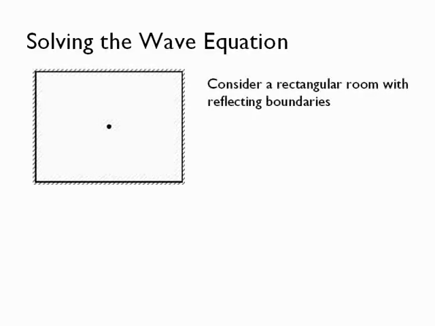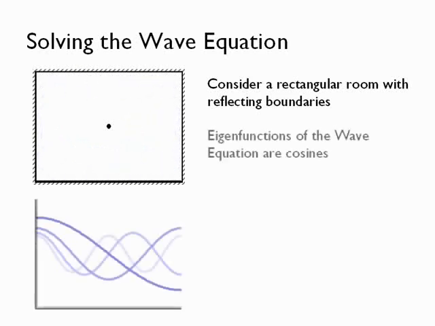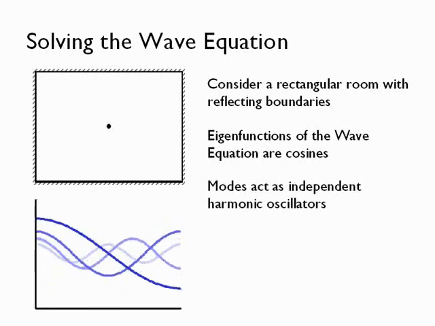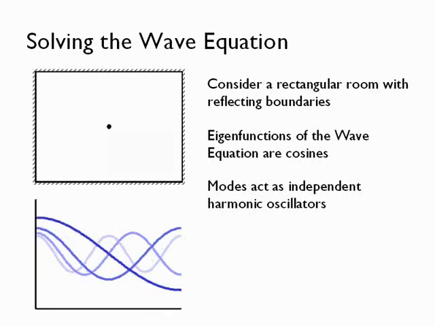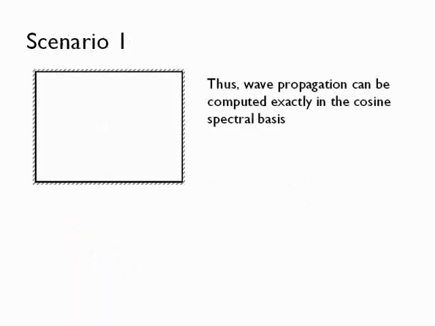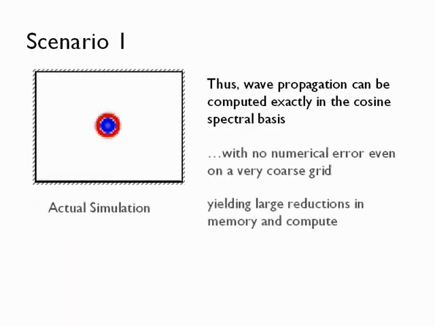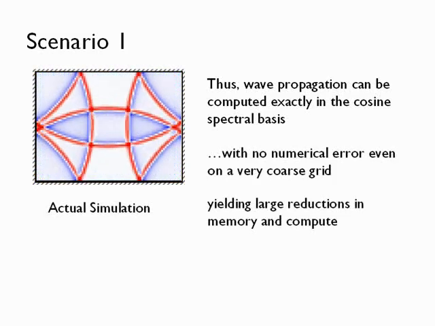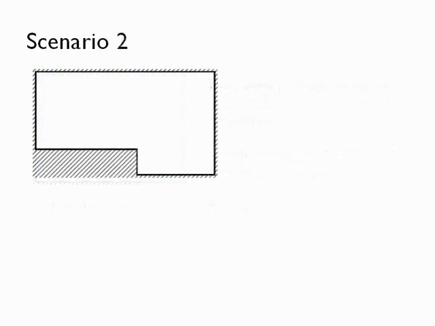The key idea behind our approach is to exploit the theoretical solution of the wave equation on a rectangular domain with rigid reflecting boundaries. Because the eigenfunctions are known analytically to be cosines, simulation of wave propagation within a rectangular domain can be carried out while suffering virtually no numerical error, even on very coarse grids.